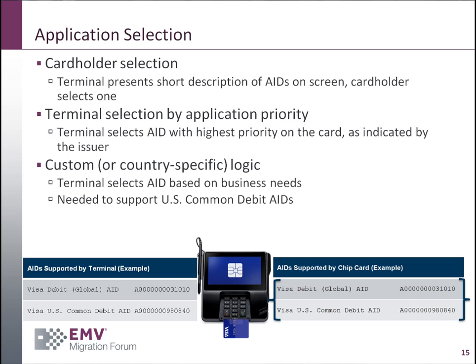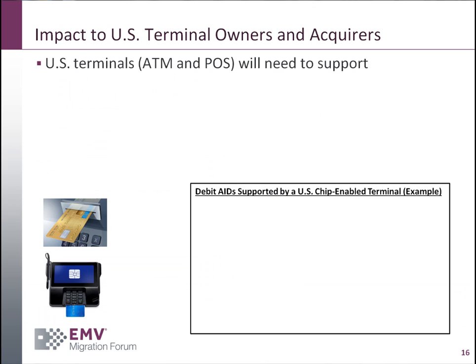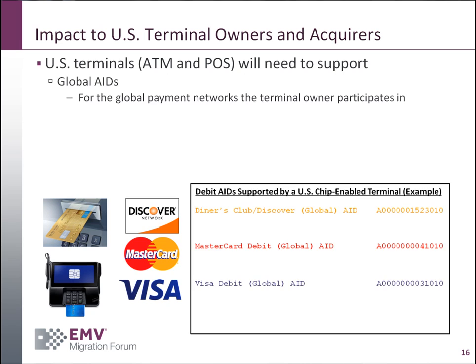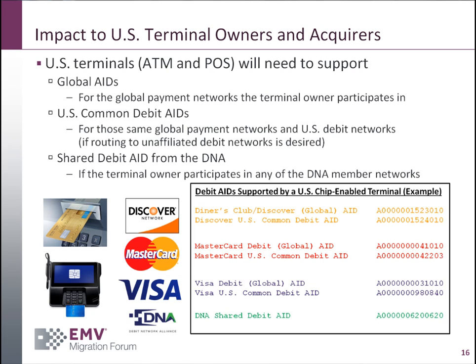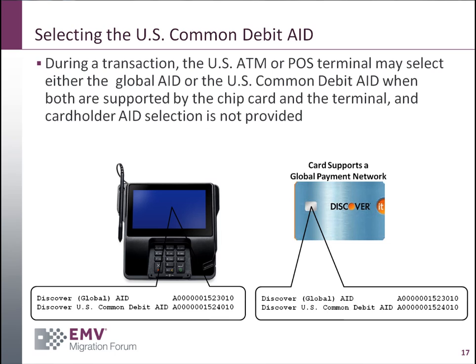So, what do U.S. terminals need to do in order to support the U.S. Common Debit AIDs? U.S. terminals need to support the global AIDs for the global payment networks the terminal owner participates in. U.S. terminals also need to support the U.S. Common Debit AIDs for those same global payment networks and U.S. debit networks if routing to unaffiliated debit networks is desired. U.S. terminals may also support the Shared Debit AID from the DNA if the terminal owner participates in any of the DNA member networks.